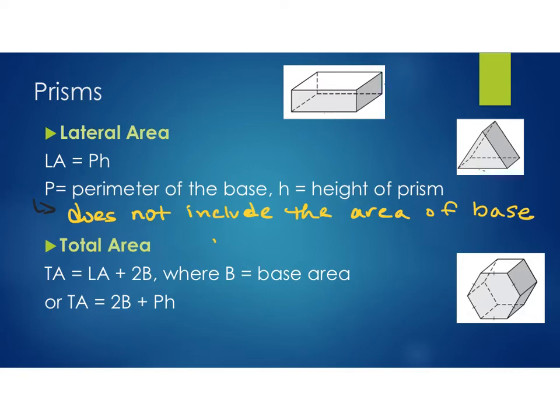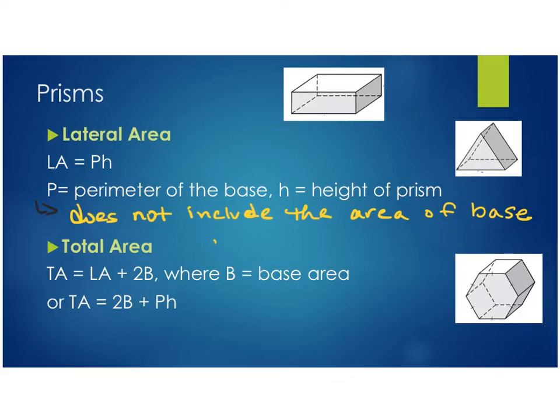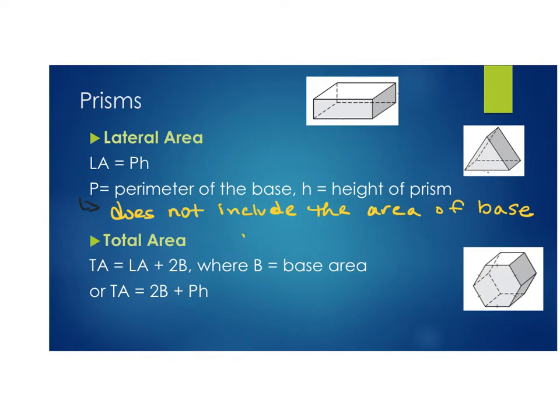So for example, we have some pictures of some prisms here. But before we talk about them, let's also talk about the formula for total area. So again, total area or surface area can be found by finding the lateral area first and then adding it to the two base areas, where the capital B represents the area of the base. So again, remember lateral area is perimeter times height. So that would be another formula that we could use, or just multiply perimeter times height.